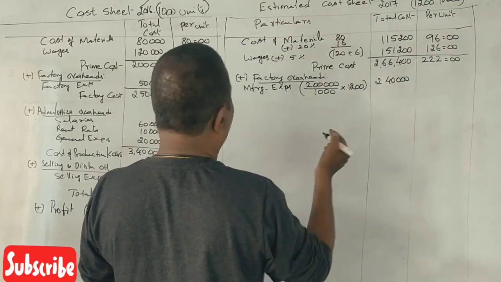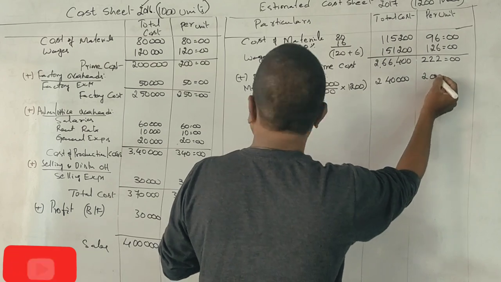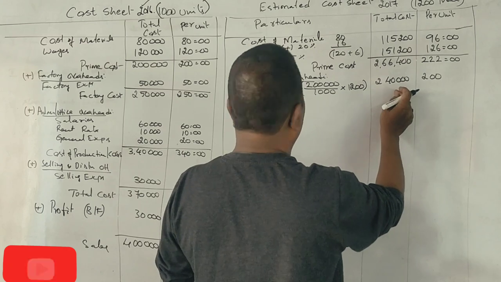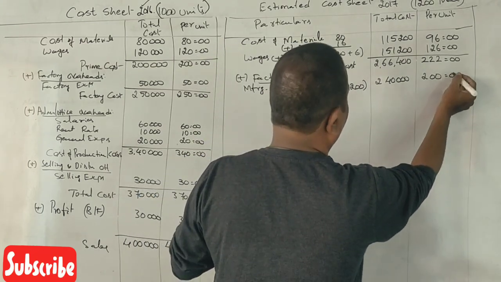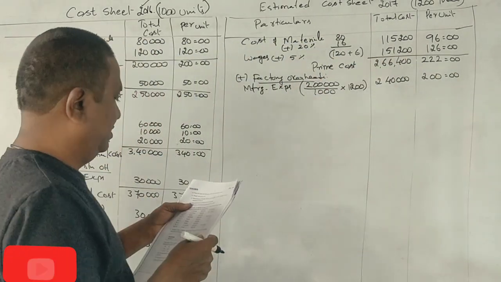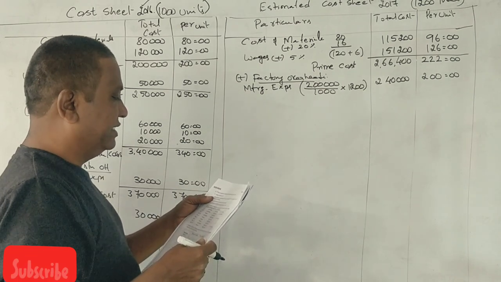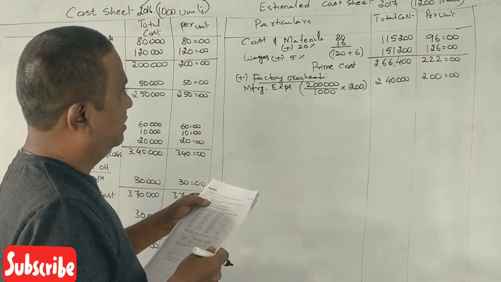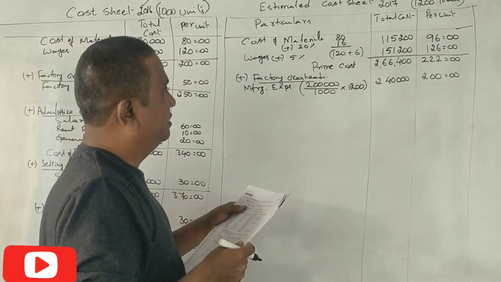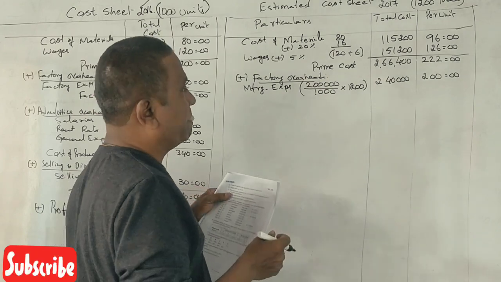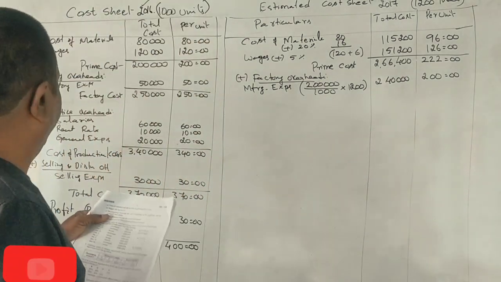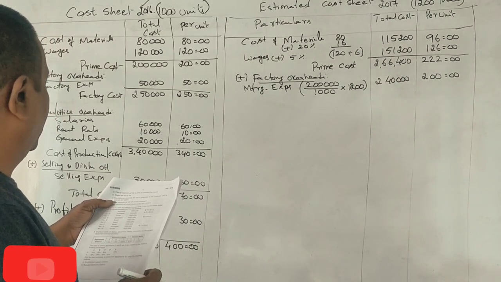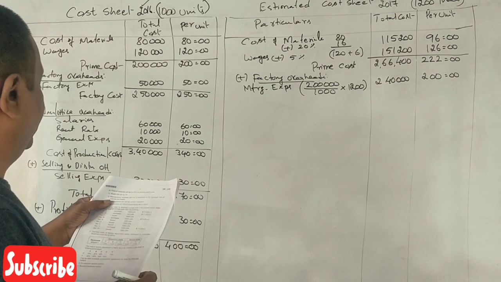Two lakh forty divided by one thousand two hundred. How much do you get? 200 rupees you get. Manufacturing expenses will rise in proportion to the combined cost of materials and wages.